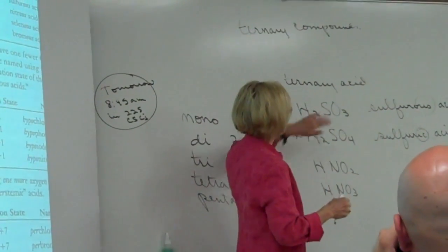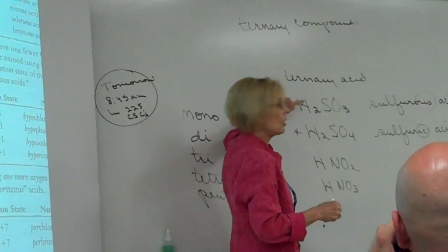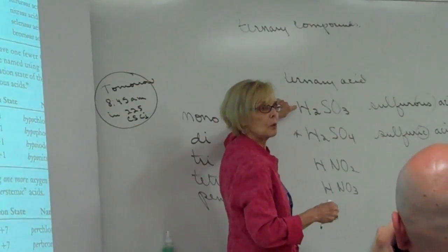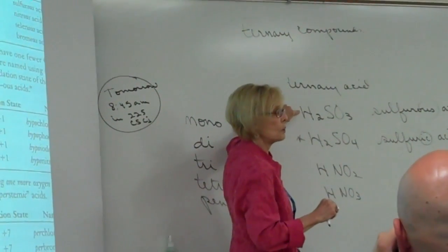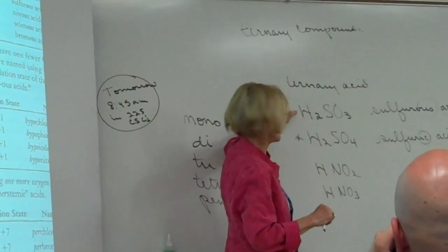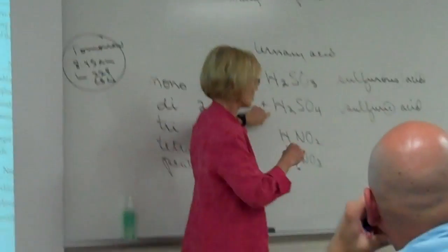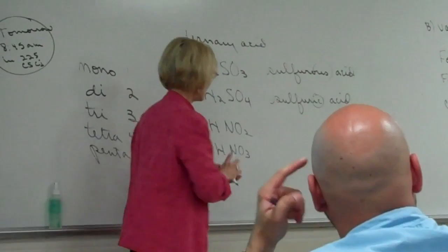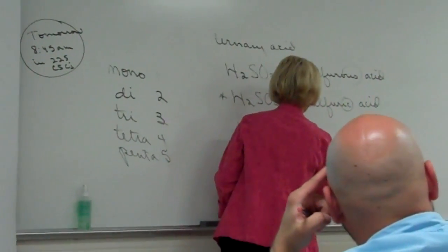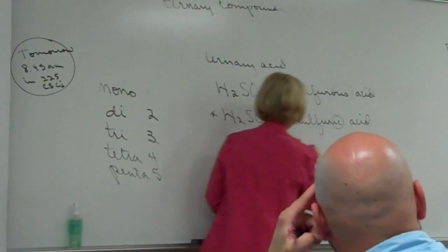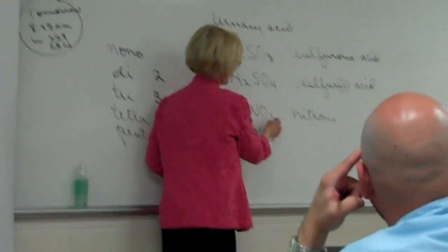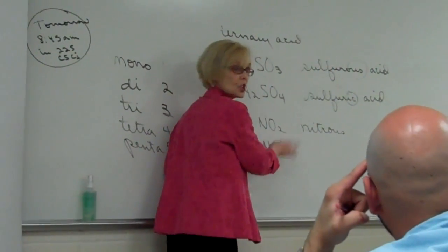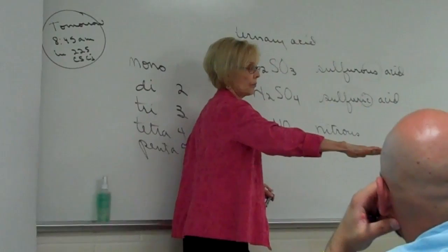Now, these two. Let's try this again. Strong or weak? Must not be looking at your notes anymore. Strong or weak? Weak. Strong or weak? Strong. Okay, now with nitrogen, that's going to be nitrous, because with nitrogen, see it's 2 and a 3. That's just simply the facts.